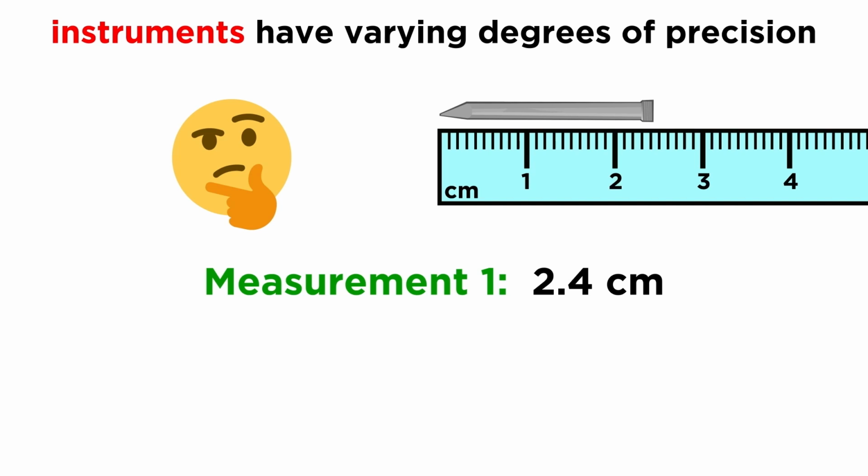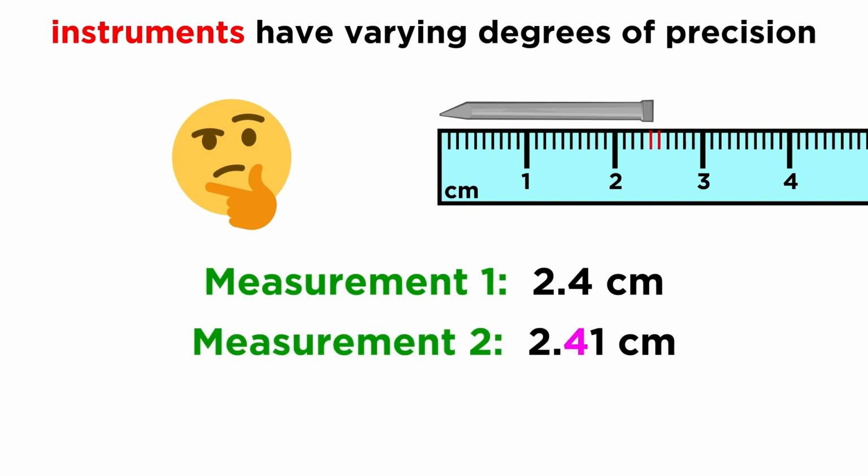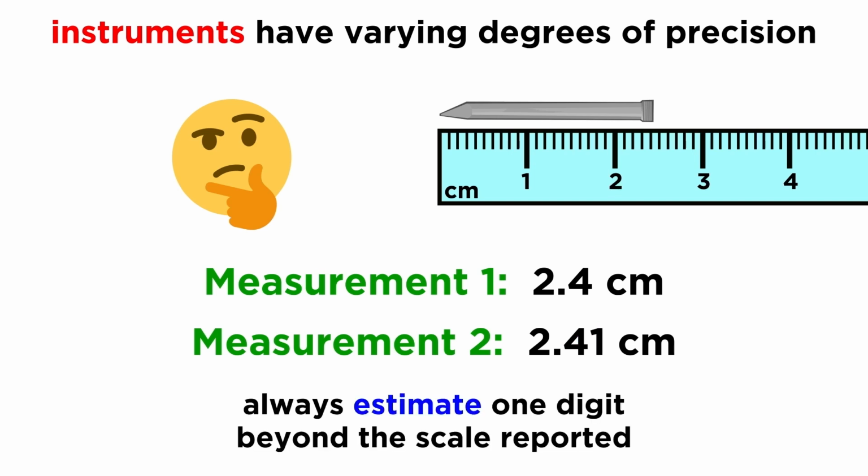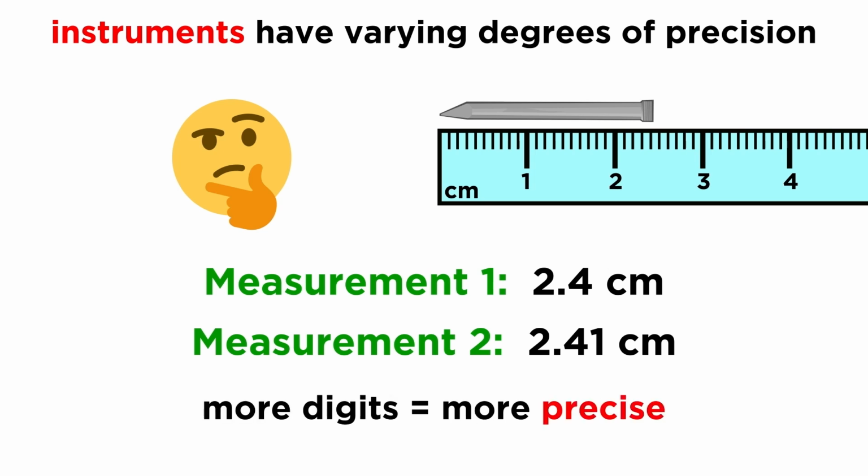Now let's say that the ruler also shows tenths of a centimeter. Then we could reliably report our value to the tenths place and now estimate the hundredths place. This is because when taking measurements, we always estimate one digit beyond the scale that is reported on the measuring instrument. The more digits there are in our measurement, the more precise it is.